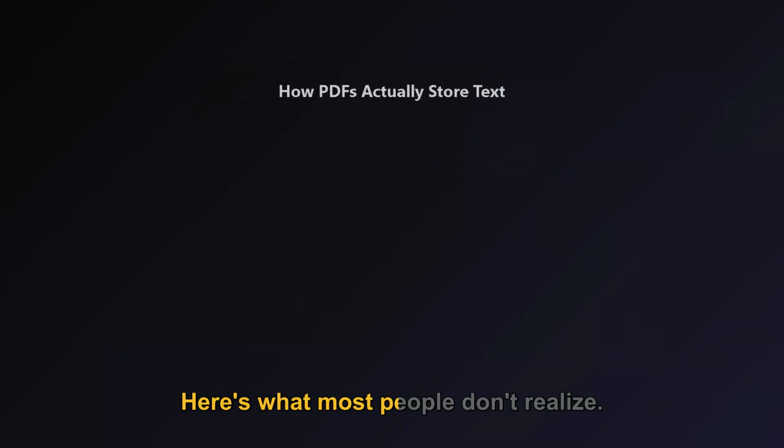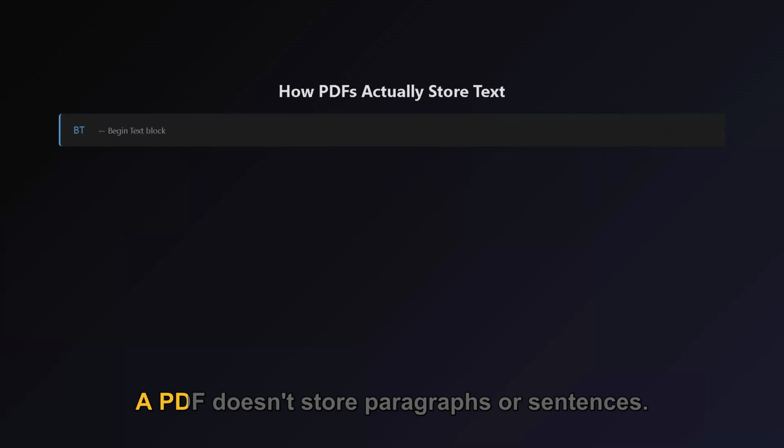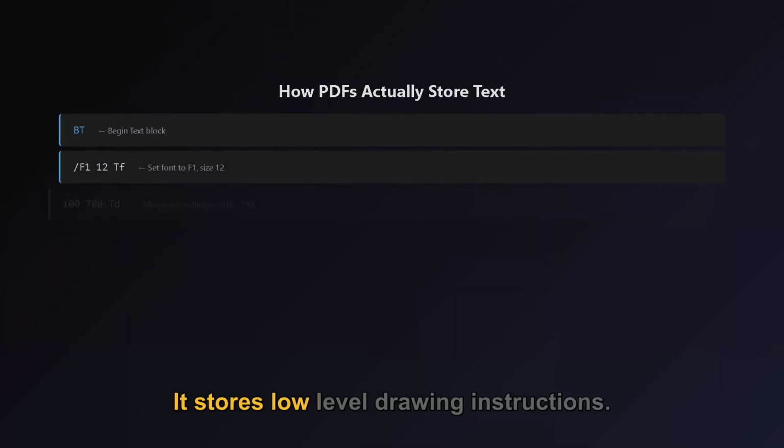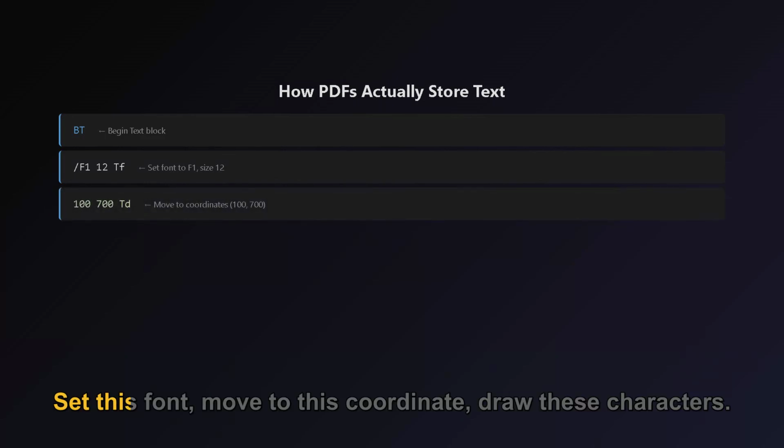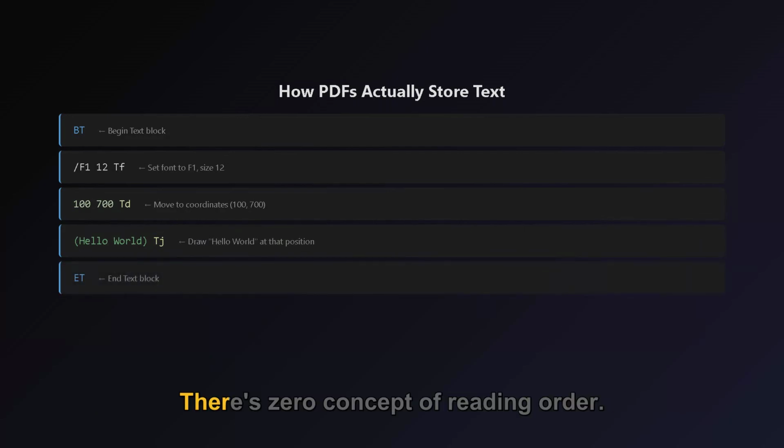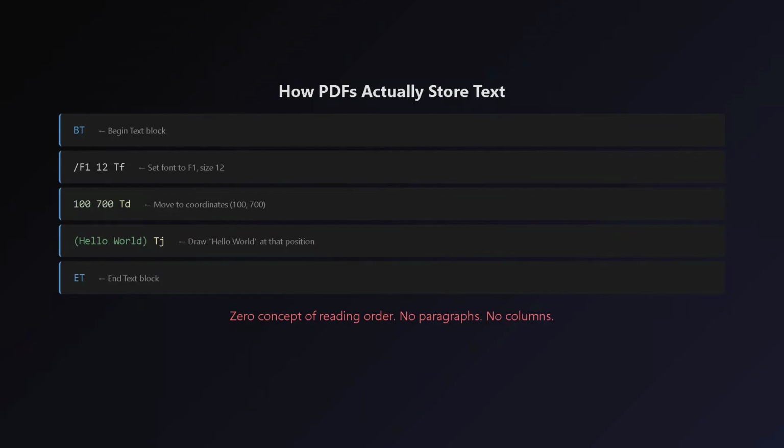Here's what most people don't realize. A PDF doesn't store paragraphs or sentences. It stores low-level drawing instructions. Set this font, move to this coordinate, draw these characters. There's zero concept of reading order. Multi-column layouts? The PDF has no idea those are columns.